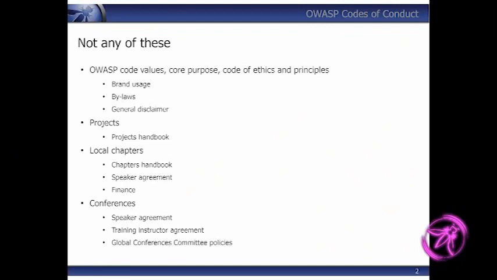On the wiki, there are things about usage of the OWASP brand, bylaws of the organization, and a disclaimer about content. There's an upcoming projects handbook, I think a long way forward, about how projects are run and managed. And there are things specifically for chapters and speakers at chapter meetings and so on, and the finances of chapters. Similarly, for conferences, there's rather a lot of material. So I'm not speaking about any of this stuff, but it does exist if you thought codes of conduct related to how OWASP goes about its work.